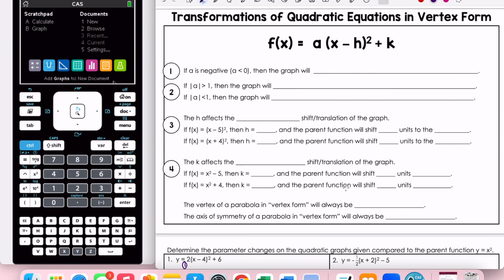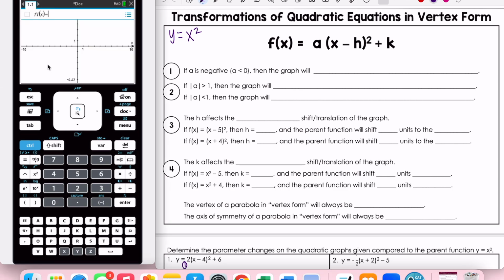In this video, we are going to be talking about transformations of quadratic equations in vertex form. Now, remember that the parent function for a quadratic function is y equals x squared. So when we are talking about the different transformations today, we are going to be comparing that to this function, y equals x squared, which is graphed on my calculator here.